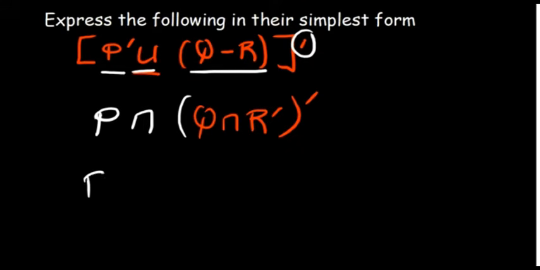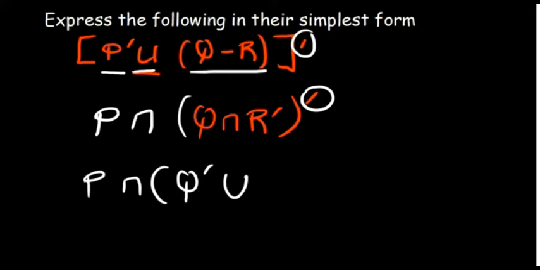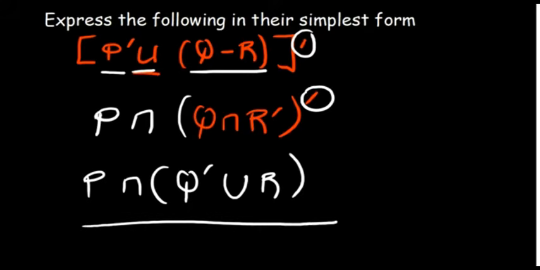So at this point you can say P intersection. Again you have to distribute that complement. So you distribute it to the Q, it will become Q complement. Then the intersection changes the sign and it becomes what? It becomes the union. R complement becomes R because of the complement of a complement. So basically this is the simplest form of that set.